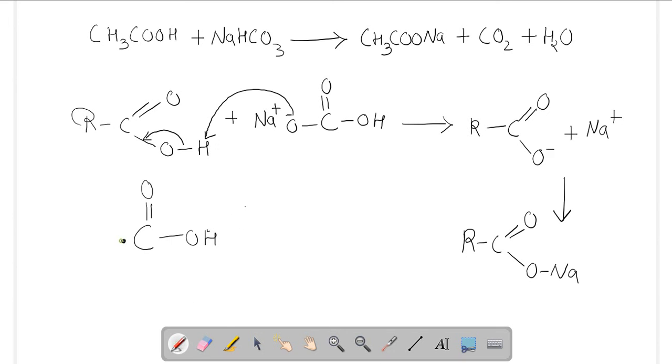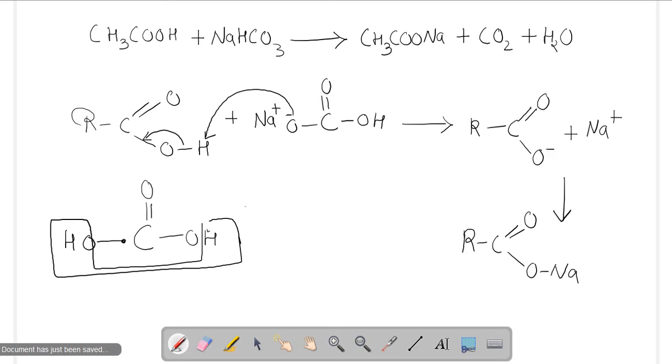Here the attachment of the OH will take place, which is an unstable compound. Why unstable? Because two OH have been attached to the carbon atom here. So the removal of water, dehydration, will take place here, and the formation of C double bond O will take place. So it means CO2 plus H2O will be formed out here. This is the formation of carbon dioxide and water with the reaction of hydrogen carbonate with the carboxylic acid.